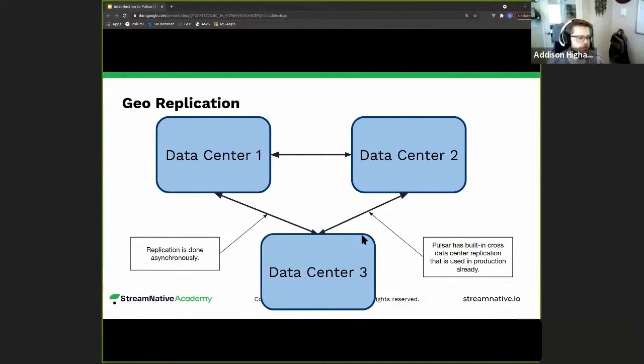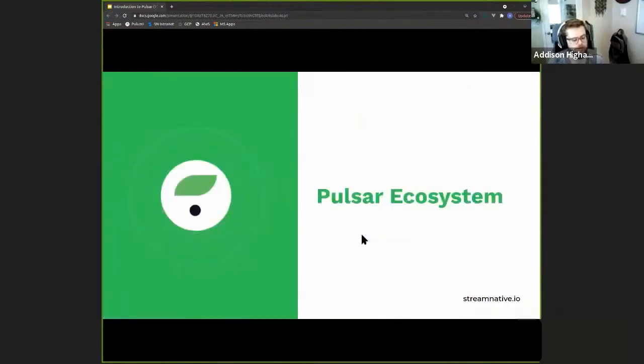And it should be noted, this geo-replication is used quite heavily in production in a lot of large organizations. Okay, so that's an overview of, once again, Pulsar's architecture.